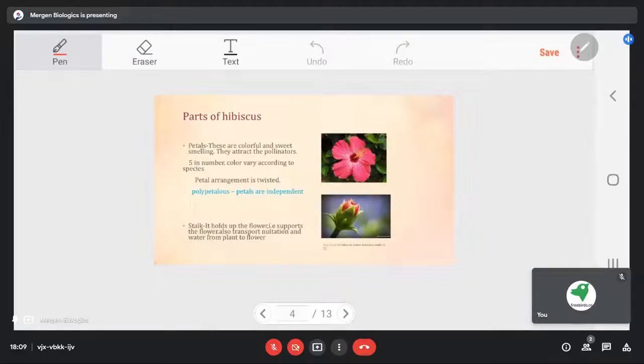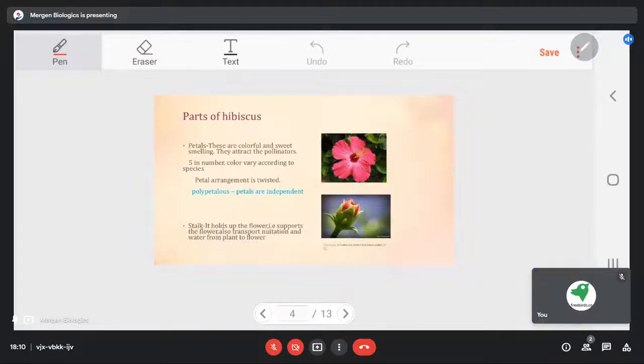So as I have told you, petals. In this particular species, in this particular flower, they always have 5 petals. This is constant. You can't have a 6 petalled hibiscus, which is a very rare case, maybe one in a million. So normally there are 5 in number, as you can see in my dissection procedure also.